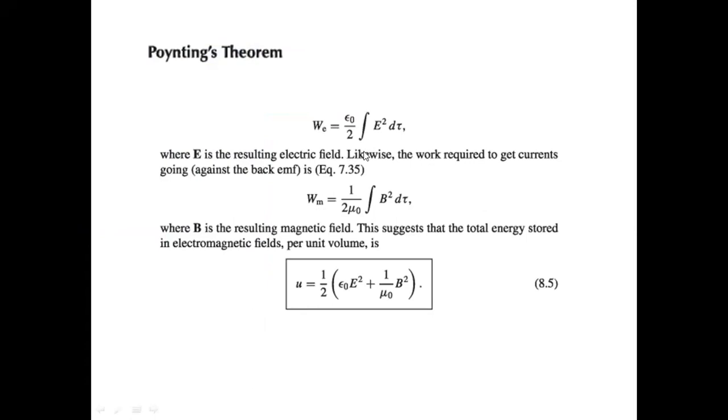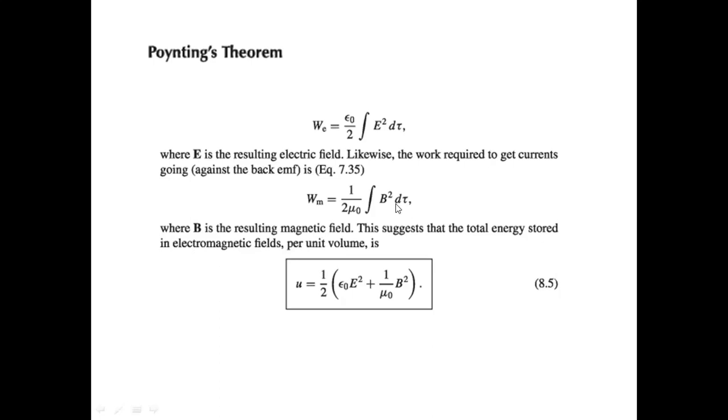The energy stored in an electric field is given by this formula, the expression where I'm pointing with the arrow, and the energy stored in the magnetic field is given by this formula. We had derived this earlier. Now, if you add them up, you'll get the energy stored in the electromagnetic field.